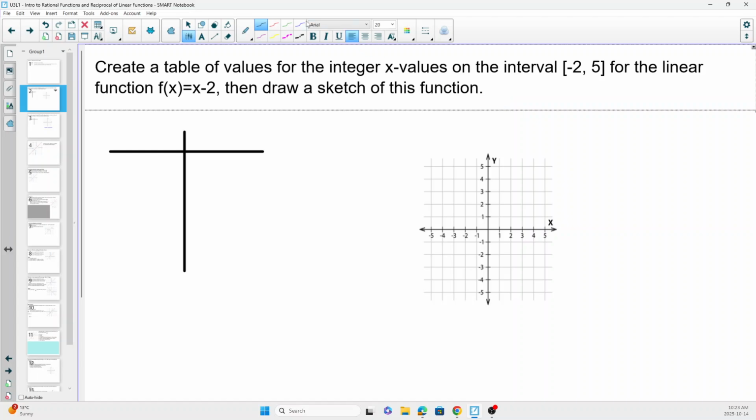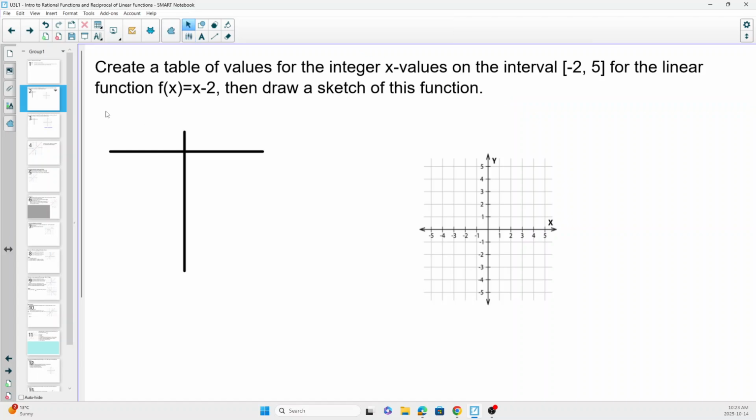So right away, let's just start with looking at a linear function. Create a table of values for the integer x values on the interval -2 to 5 for the linear function f of x is equal to x minus 2. Then draw a sketch of this function. This is just a wordy way to say sub in x values from -2 to 5 and then create a graph to match this.